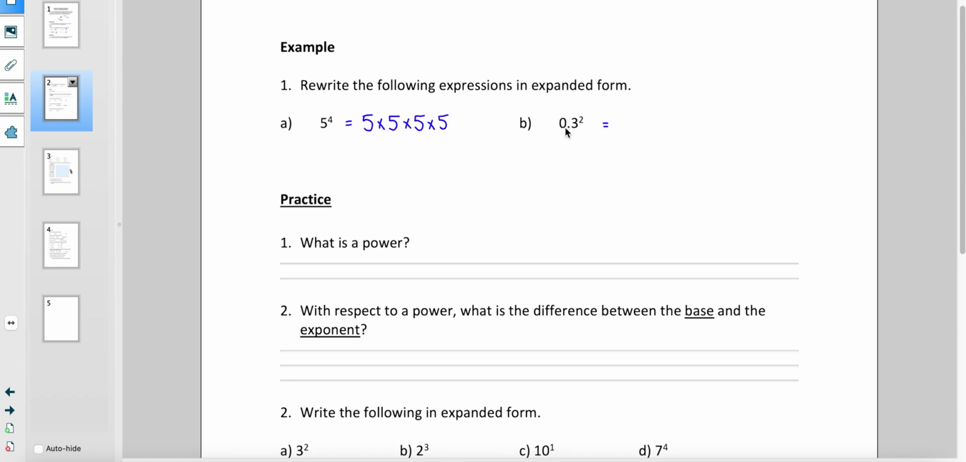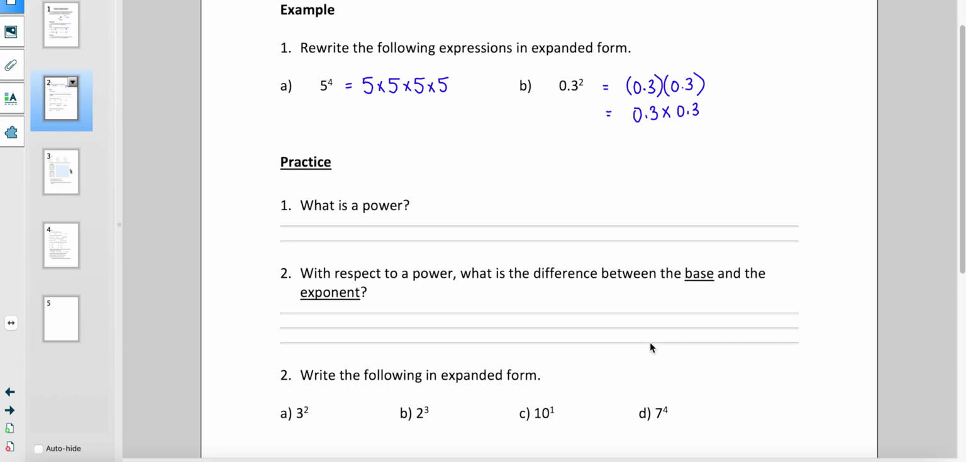Same thing for B. We have the base of 3/10, 0.3 here, and it wants us to multiply it by itself twice. So you could write it as 3/10 times 3/10. Also write it with the multiplication sign. 2 brackets next to each other also just means multiplication. Okay?